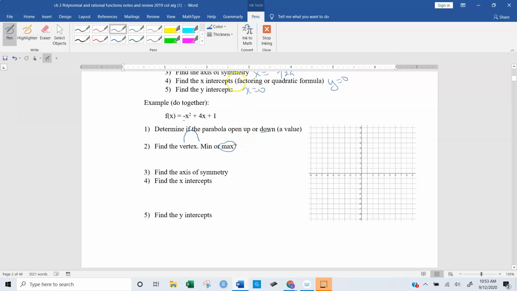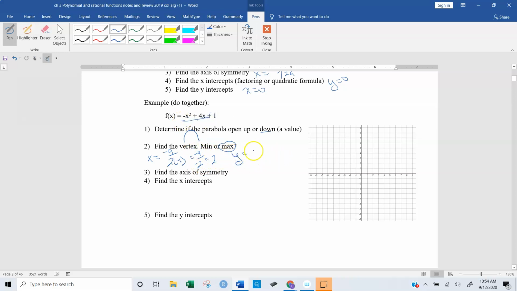And now I've got to find the vertex. So we go x equals the opposite of b, so the opposite of 4, so -4, all over 2 times a, which is -1. So you have -4 over -2, which is a +2. Okay, to finish finding the vertex, we take the 2 and plug it back into here.